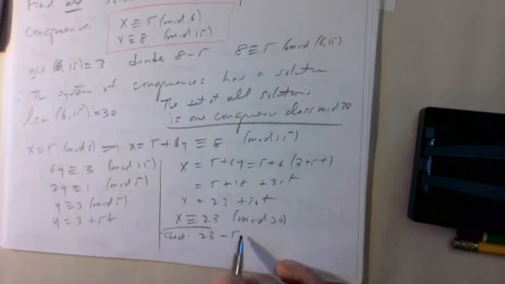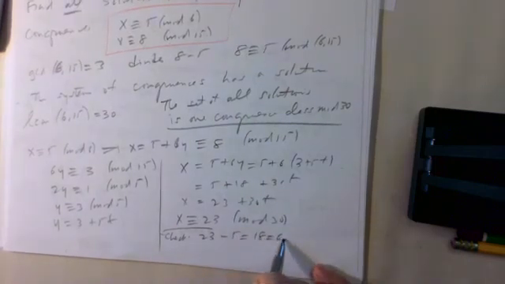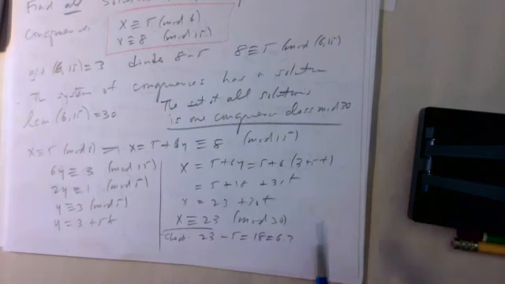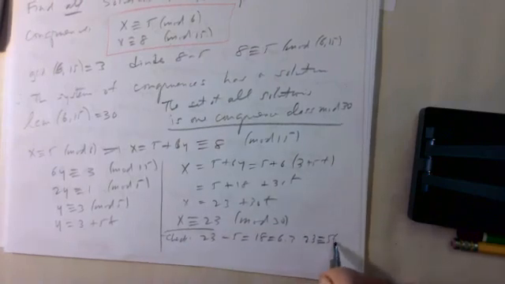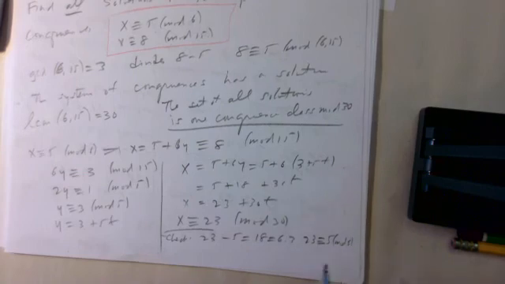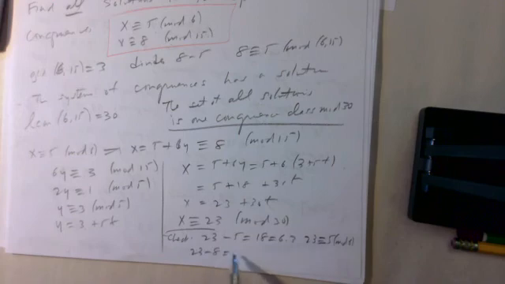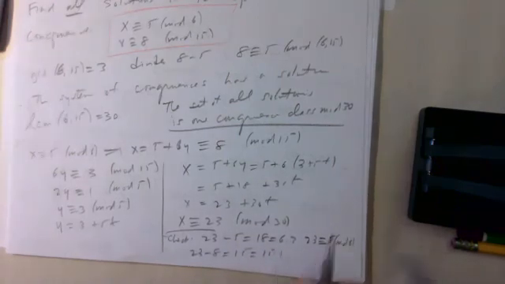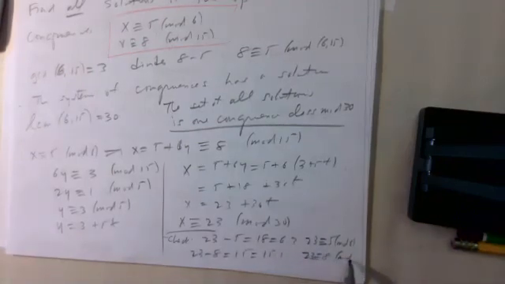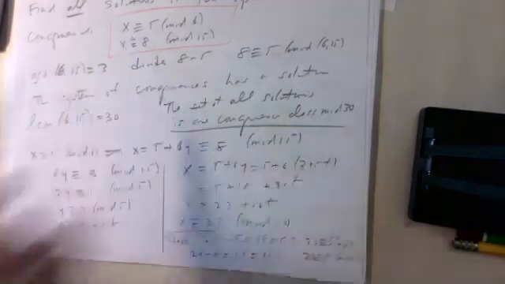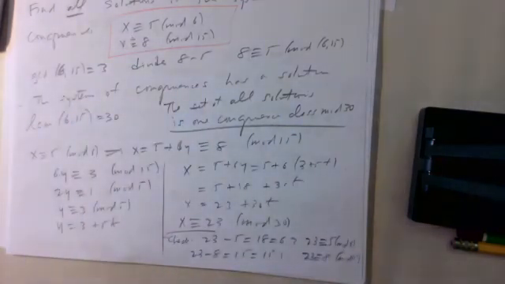23 minus 5 is 18, which is 6 times 3. So 23 is congruent to 5 mod 6. And 23 minus 8 is 15, which is 15 times 1. So 23 is also congruent to 8 mod 15. So 23 is a solution.